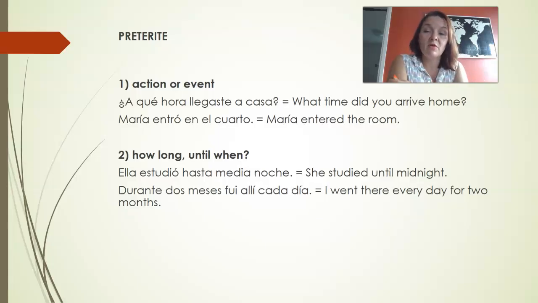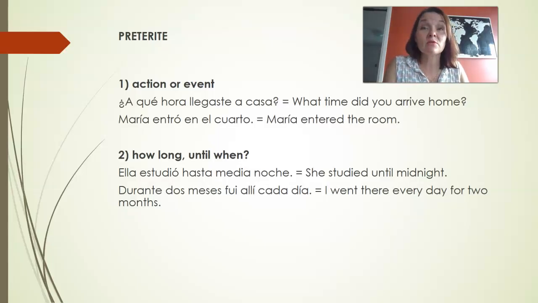Then rule number two: when we express in the past how long or until when something was happening. For example, ella estudió hasta medianoche. She studied until midnight. Because we say until when, until midnight, we have to use the preterite. Durante 2 meses fui allí cada día. I went there every day for 2 months. When we say how long, during 2 months, we need to use the preterite.